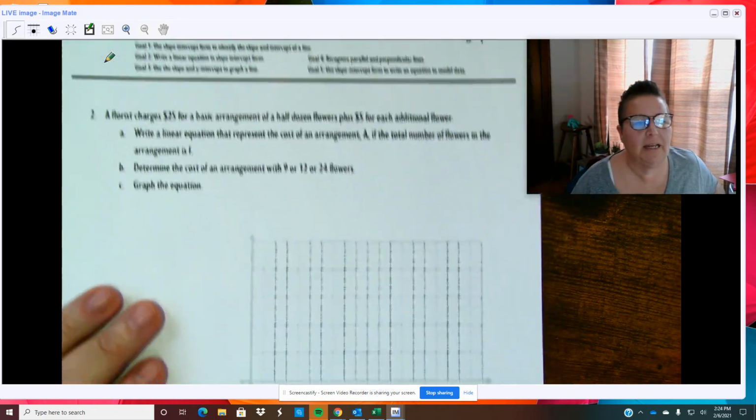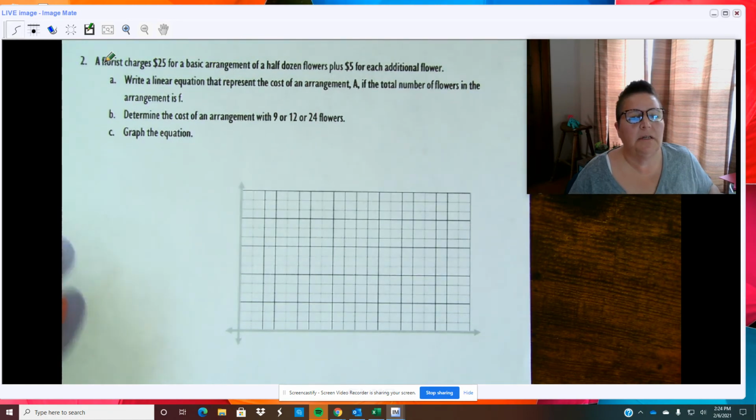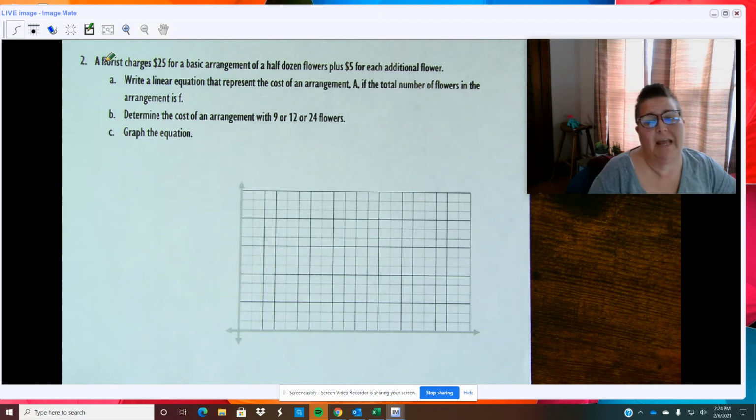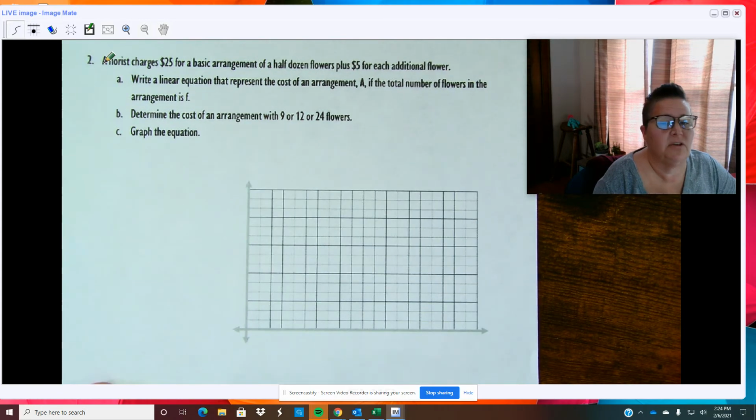All right, second example. Okay, I got it. Here we have a florist that charges $25 for basic arrangement of half a dozen flowers, plus $5 for each additional flower. We want to write a linear equation that will represent the cost of the arrangement A if the total number of flowers in the arrangement is a lowercase f. And then we're going to determine the cost of the arrangement if there's 9 or 12 or 24 flowers. And we want to graph that equation.